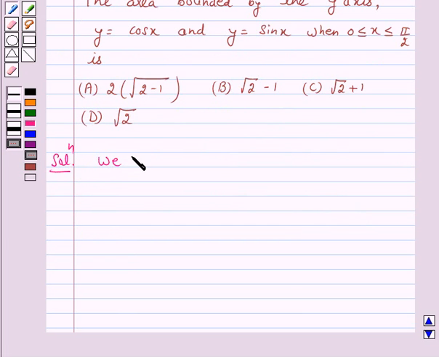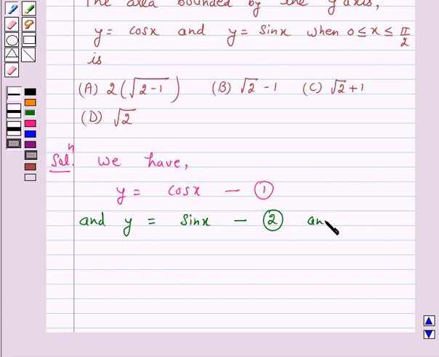Now we have given two curves. y is equal to cos x, let us give this as number 1, and y is equal to sin x, let us give this as number 2, and the y-axis such that 0 is less than equal to x, x is less than equal to pi by 2.